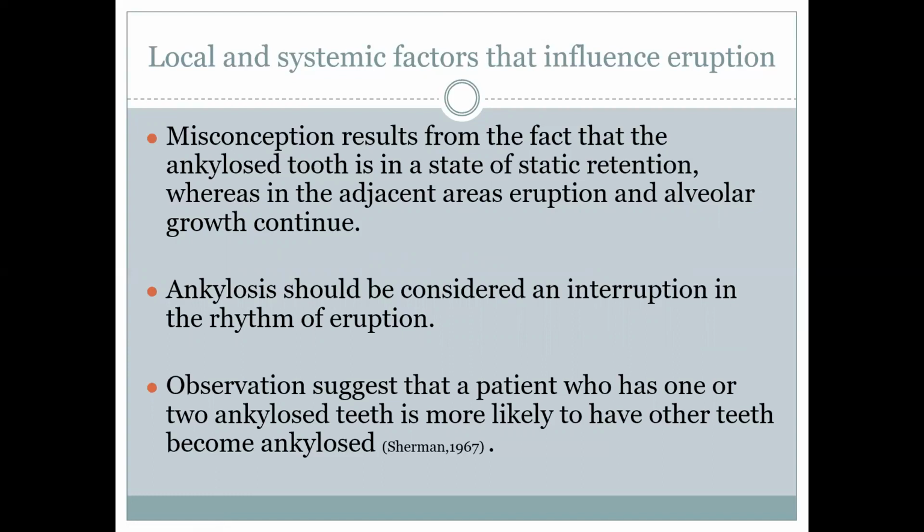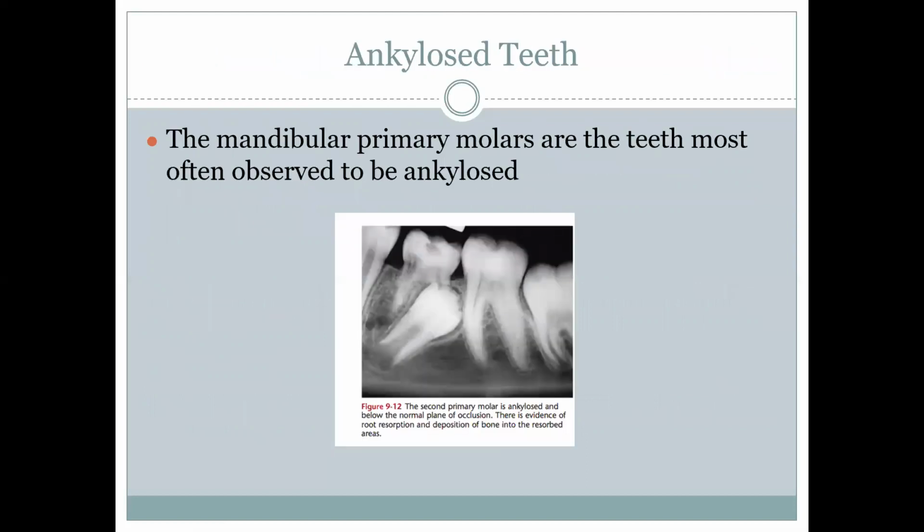These are the misconception that results from the fact that an ankylosed tooth is in a state of static retention, whereas the adjacent area, eruption and alveolar bone, continue to grow. Ankylosis should be considered an eruption in the rhythm of eruption. And observation suggests that a patient who has 1 or 2 ankylosed teeth is more prone to have other teeth become ankylosed. So here we have a picture of a mandibular primary molar that is ankylosed.